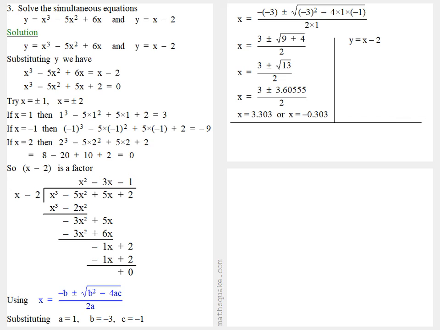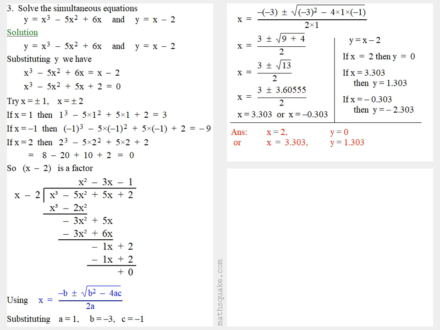Now, y is equal to x minus 2, so if x is equal to 2, then y is 0. If x is equal to 3.303, then y is equal to 1.303. And if x is equal to minus 0.303, then y is equal to minus 2.303. So our solutions are x equals 2 and y equals 0, or x equals 3.303 and y equals 1.303, or x equals minus 0.303 and y equals minus 2.303.